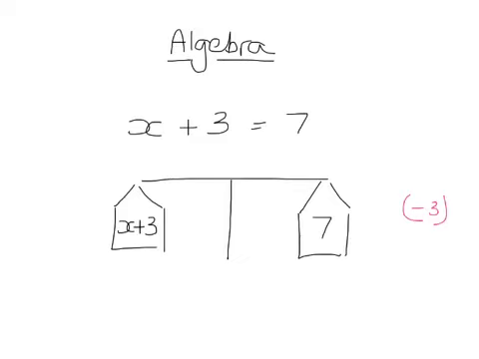So if I take 3 away from this side, I'm just left with x. And if I take 3 away from this side, I'm left with 4. I can then put that 4 back into my original equation and see if it works. 4 plus 3 equals 7. And I know I'm right. So let's have a look at another example.